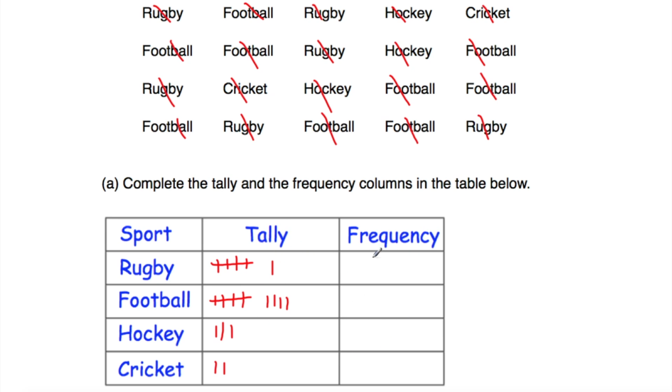Now let's do our frequency. That's going to be 6 for rugby, because we've got 5 and another 1. Football, we've got 5 and a 4, that's 9 altogether. Hockey is 3, and cricket is 2. Let's just check this. This should add up to 20. 6 plus 9 is 15, plus 3 is 18, plus 2 is 20.